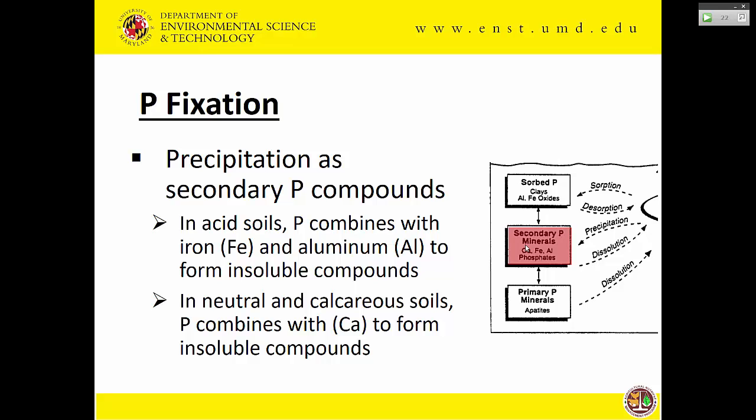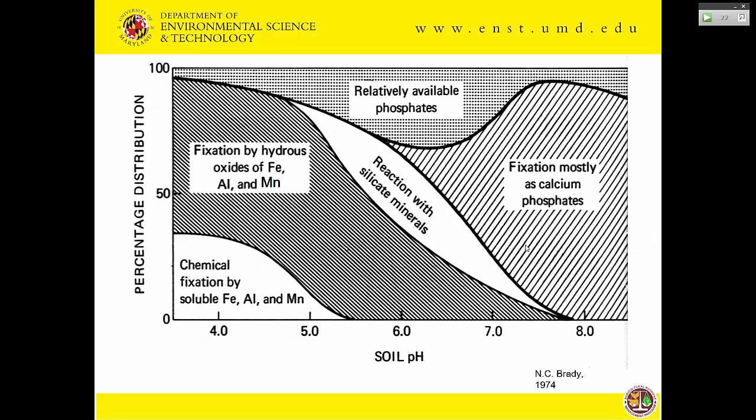Again, in this case, in acid soils, phosphorus is again combining with iron and aluminum, but actually forming minerals now compared to just sticking on the surface. And in case of calcareous soils, it's going to form insoluble compounds. One example of that mineral is apatite here.